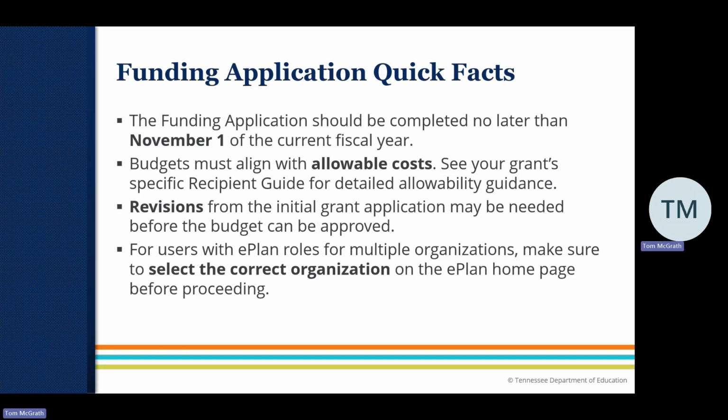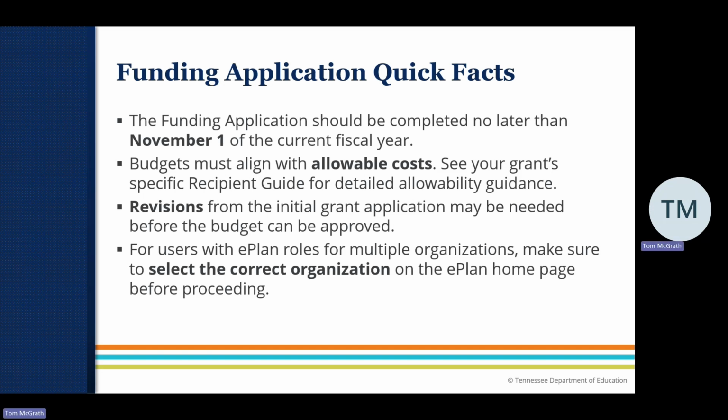Budgets must align with allowable costs. See your grant's specific recipient guide for detailed allowability guidance. Revisions from the initial grant application may be needed before the budget can be approved. To clarify, just because your initial grant application was approved doesn't mean that everything in that application's budget narrative is approved. Your planned expenditures still need TDOE review and approval to verify allowability.